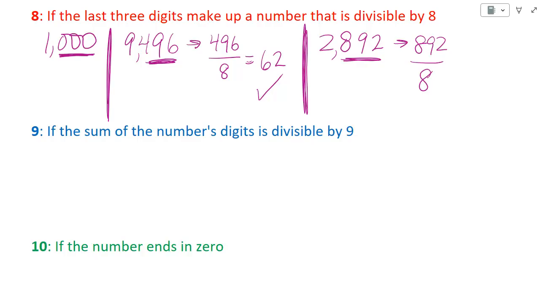892 divided by 8 is not going to work out. So that whole number is unfortunately not divisible by 8. If you wanted to know, 892 divided by 8 comes out to 111.5.